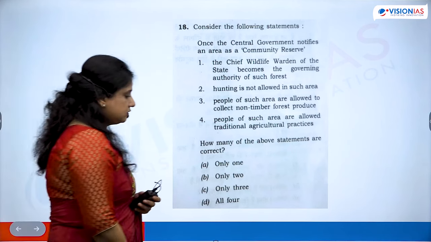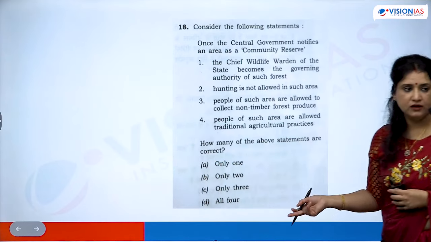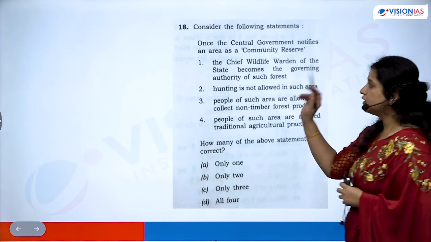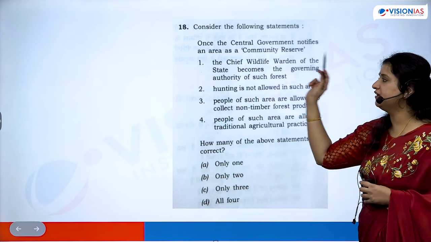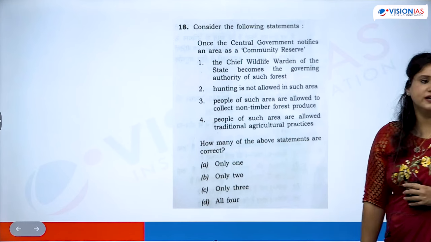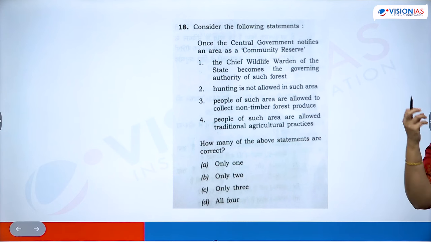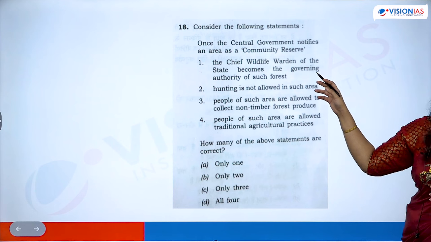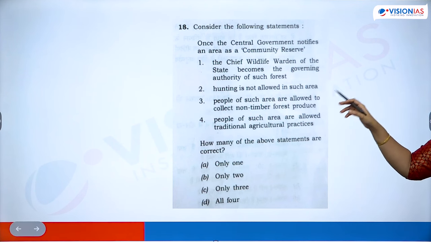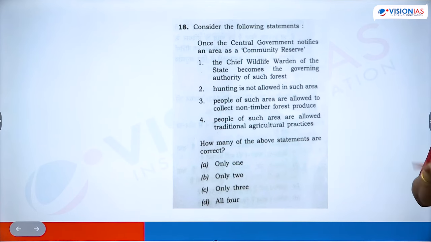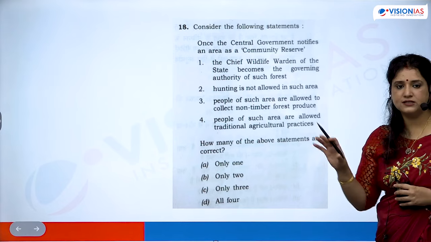Okay. So this is a 2023 question, that means this year's question. Obviously we do not have the official answer key as yet, but whatever according to us is the best answer key, that I will share with you. So the question says, once the central government notifies an area as a community reserve, so central government has the power to notify some area as a community reserve, and community reserves are defined under the Wildlife Protection Act. So what are the activities that can or cannot be done in that area once it is notified?